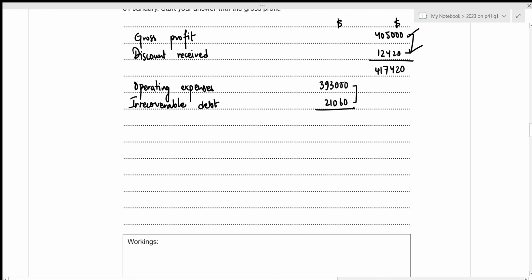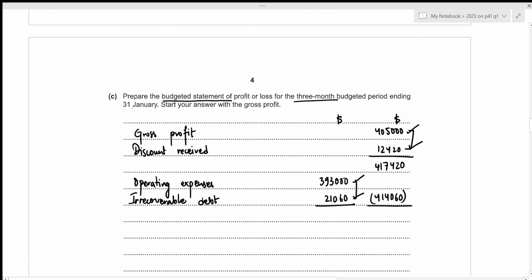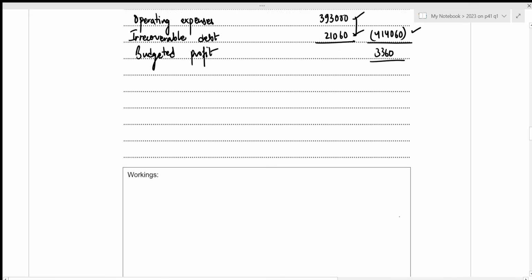Let's figure out the total. 393,000 plus 21,060, which results in 414,060. We need to subtract this in order to get our profit. And this is the budgeted statement of profit or loss, so we can label it as budgeted profit. That will be 417,420 minus 414,060, which results in 3,360. That's all for the third part of this question.